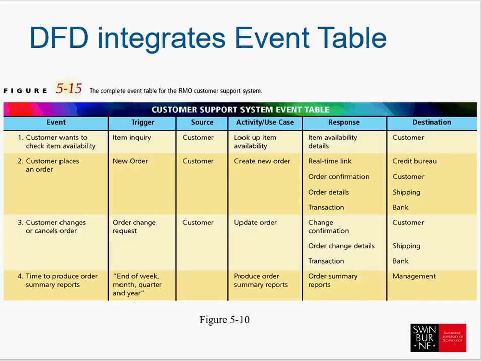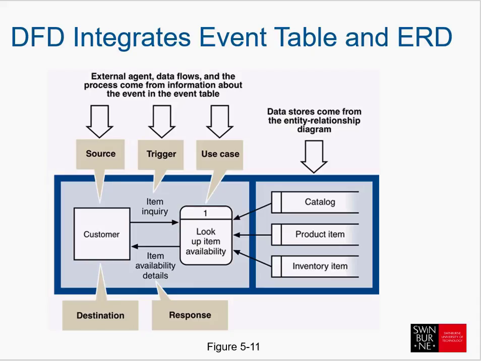So how are you going to model it using a data flow diagram? This is how we're going to model it. We have the process symbol, look up item availability. We have the external agent, because we are not worrying about the customer's processes, so they are external, and they are supplying some item inquiry. We show the item inquiry using an arrow. The arrow is heading towards the process, so it comes inside the process.